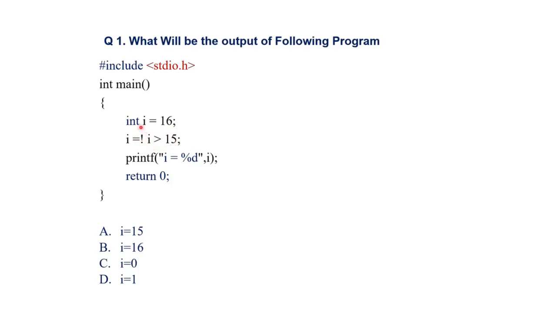So 0 will be stored in the variable i, and with the next statement the value of i will be displayed like this: i equals to, so the value of i is 0, so the output will be i equals to 0. Hence the output of this program is option C.